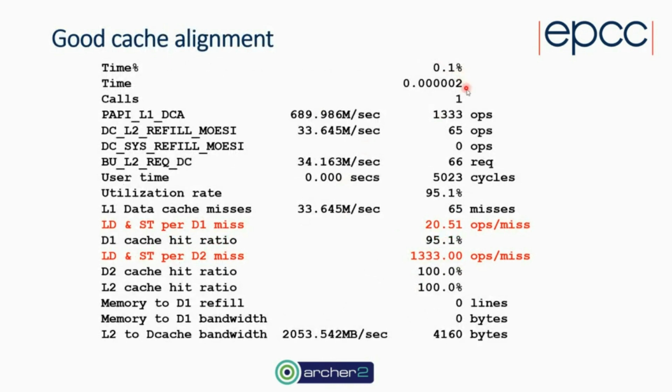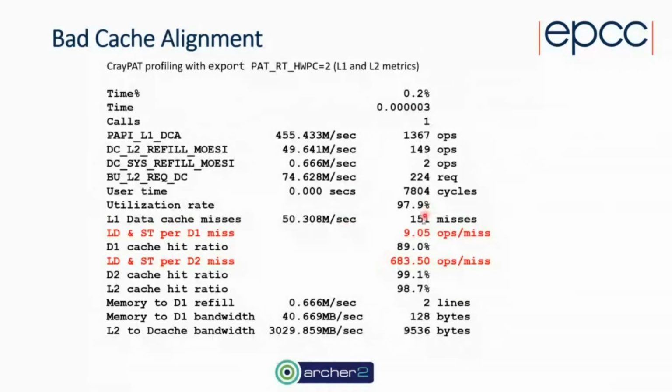Whereas if we optimize the code to get good usage, we can see now we're up to 20.51 operations per cache miss. So we're using all that data in the cache line and using it multiple times. We're getting much better reuse there. And you can see here from Cray, our D1 cache hit ratio has gone up to 95.1% for this particular bit of code, compared to here we had a D1 cache hit ratio of 89%.